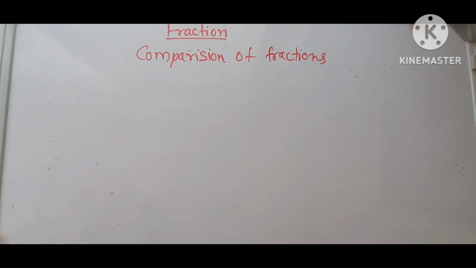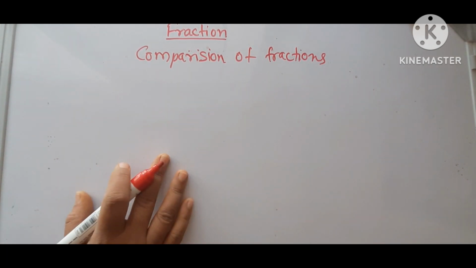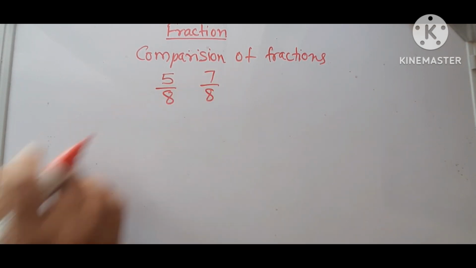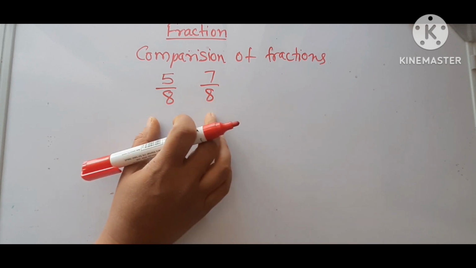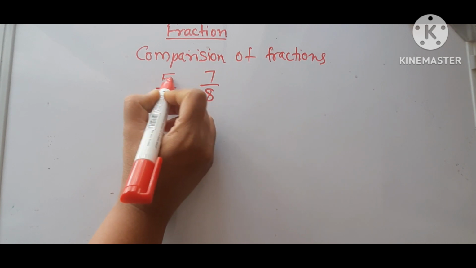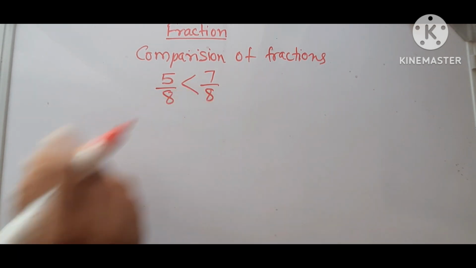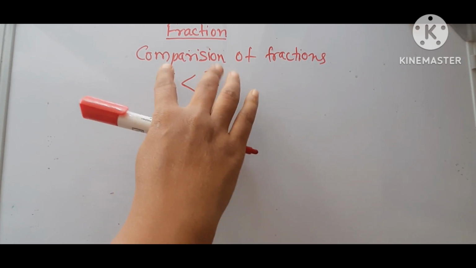Again, comparison of fractions depends on the type of fractions. Suppose they have given us like fractions. What is a like fraction? Fractions having the same denominator are like fractions. Suppose they have given us 5/8 and 7/8, and we need to find the comparison of these fractions. We know these are like fractions because the denominators are the same. If the denominators are the same, we just check the numerator. The numerator which has the larger value is the larger fraction. So in this case 7/8 is larger than 5/8. If the denominators are the same, you just need to check the numerator.